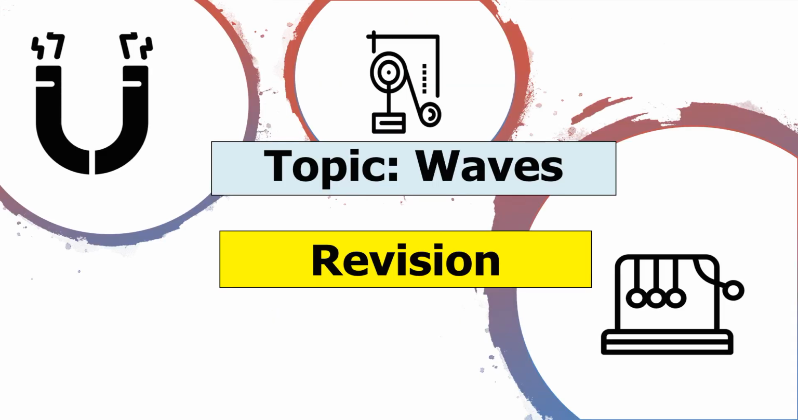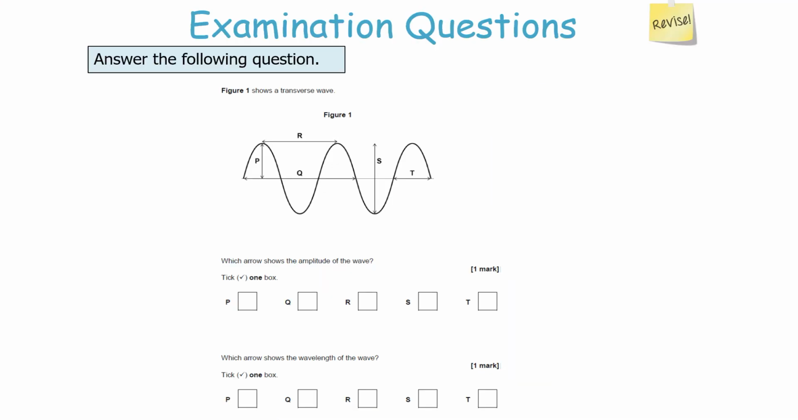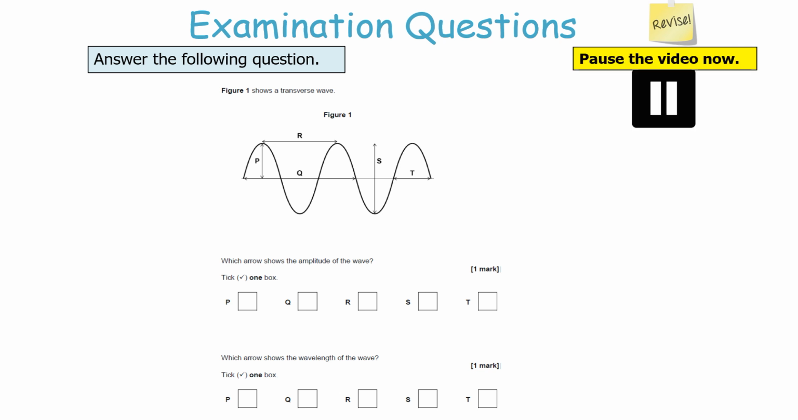The next questions we're going to look at now are on the topic of waves. So this first question says, figure 1 shows a transverse wave. Which arrow shows the amplitude of the wave? Which arrow shows the wavelength of the wave? So pause the video now, then unpause the video when you want to go through your answer.